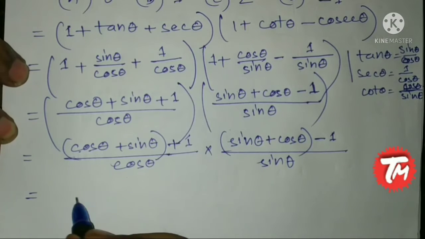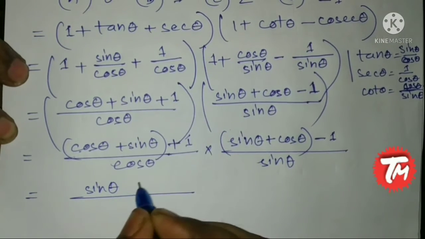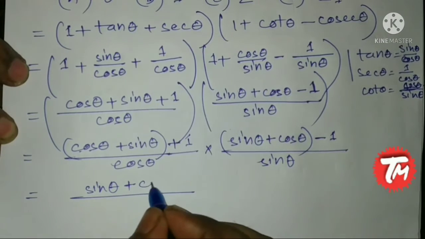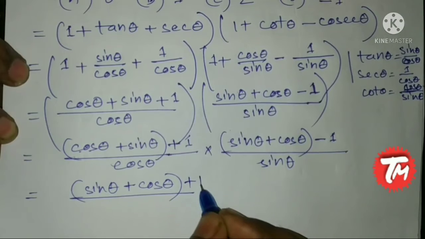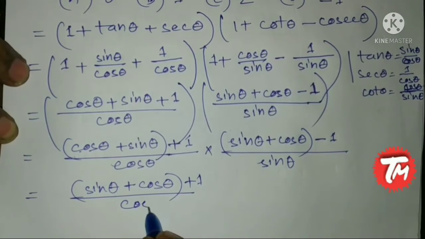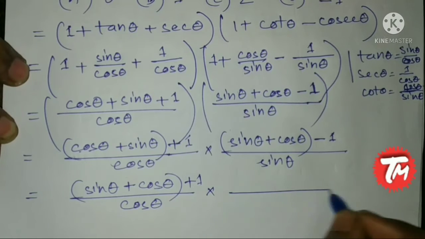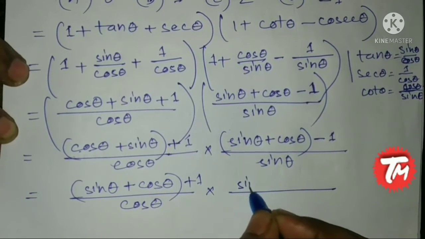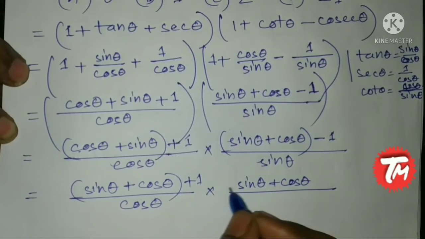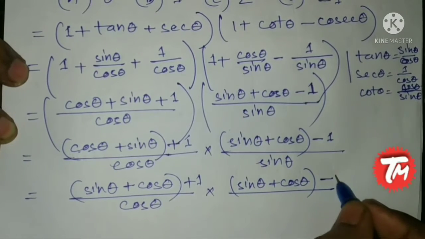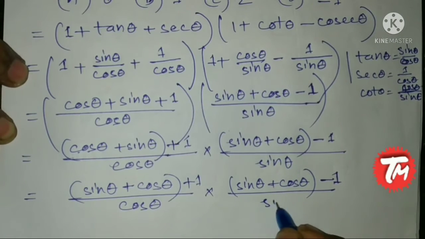So now again we can write what, this one, sin theta plus cos theta we can write plus 1, divided by cos theta, into sin theta plus cos theta minus 1, divided by sin theta.